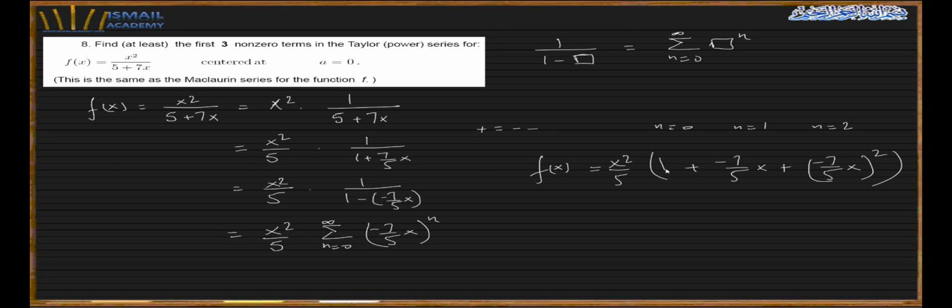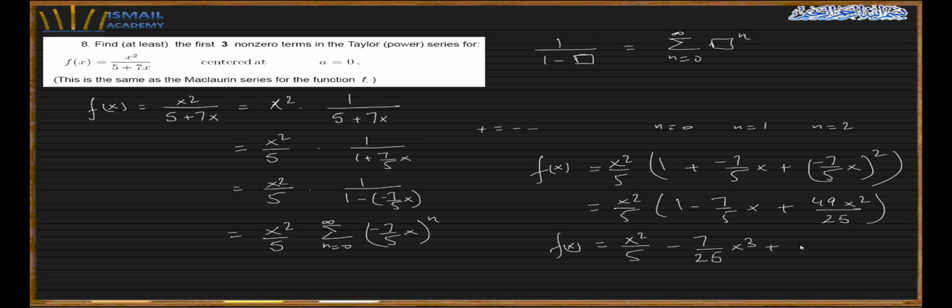So what do I need to do now? Simplify this and distribute the x squared, so this will be x squared over 5 for 1 minus 7 over 5x plus 49x squared over 25. Now when I distribute, I will end up having f of x will be equal to x squared over 5 minus 7 over 25x cubed plus 49 over 125x to the power 4, and this should be your answer.